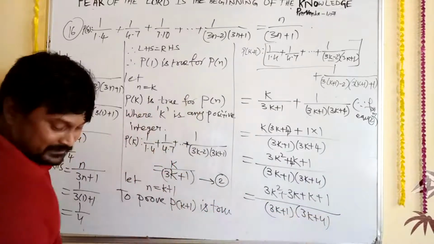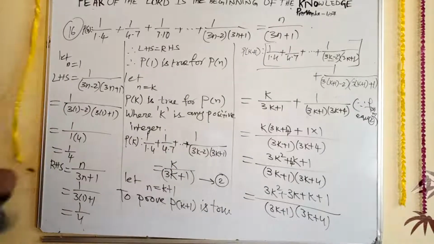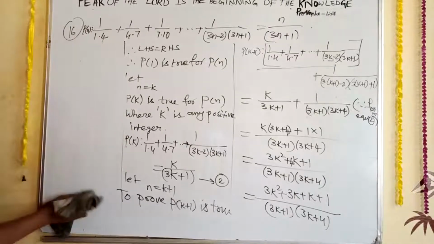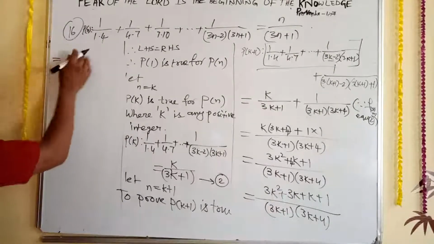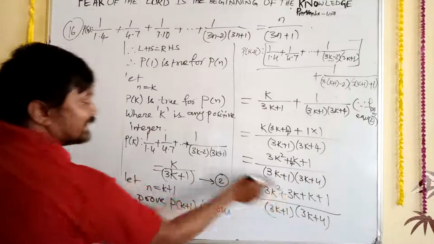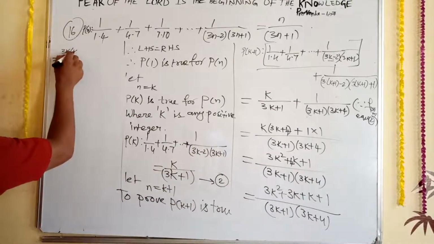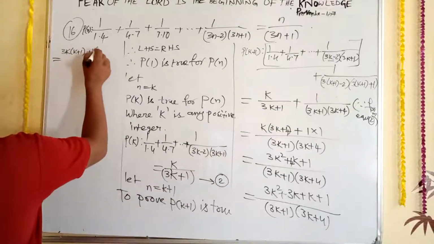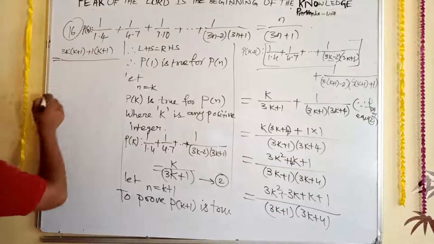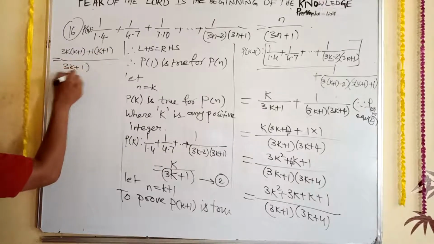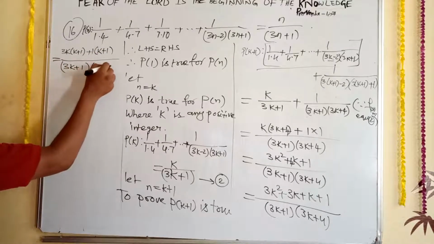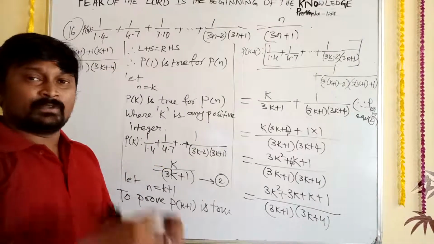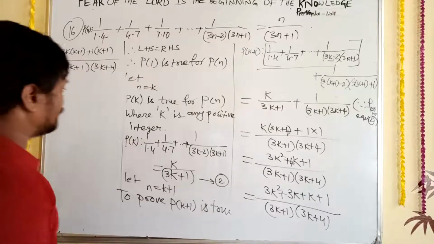And let me simplify this. That is equal to 3k common in the first two terms, k plus 1, and 1 common in the last two, k plus 1, upon (3k plus 1)(3k plus 4). These are just factorization. If you know it properly, this becomes dead easy. If you don't know factorization, it becomes very difficult.